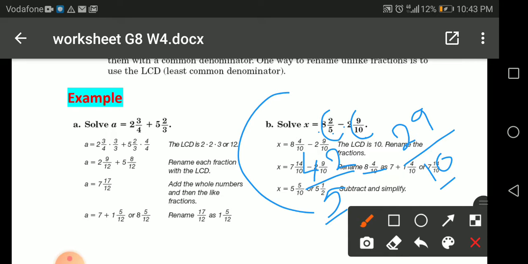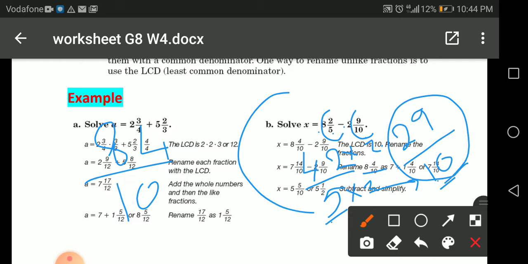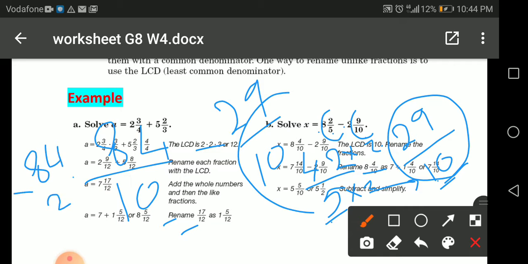What should I take here? I will make 5 into 10 like this one. 5 multiplied by 2 gives me 10. What I multiply down, I multiply up. 42 times 2: 2 times 2, 4, 2 times 4, 8. So I have here 84 over 10 and 29 over 10, and 84 over 10 minus 29 over 10. So 84 minus 29, I do it here. I do all the calculation. 14 minus 9 gives me 5, and 7 minus 2 gives me another 5.